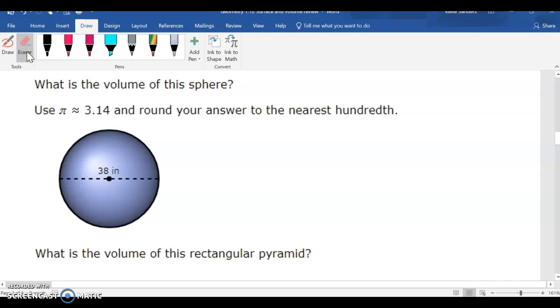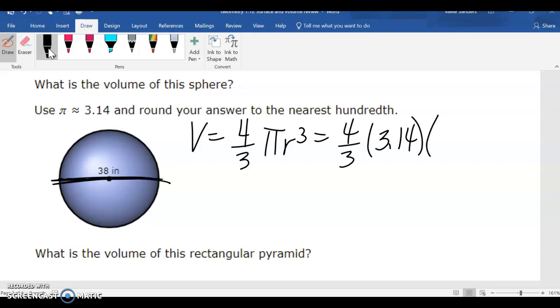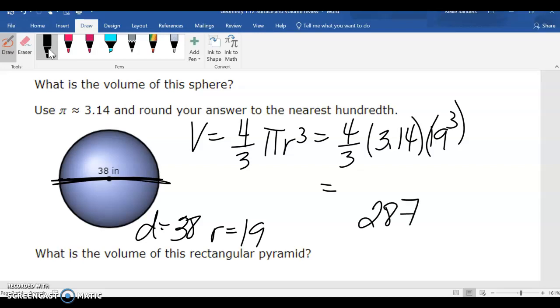Volume of the sphere: 4/3 pi r cubed. What is this right here? This is the diameter. Nowhere in the formula uses diameter, but we do need a radius. So how are we going to find the radius? We're going to take half the diameter and get 19. Then we plug all that into the calculator: 4 times 3.14 times 19 to the third divided by 3. We're going to round to the hundredth. 28716.35 inches cubed.